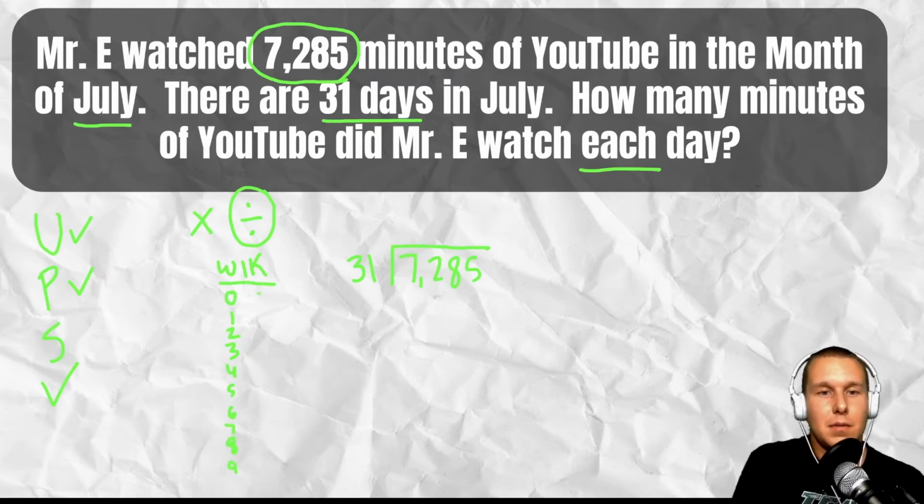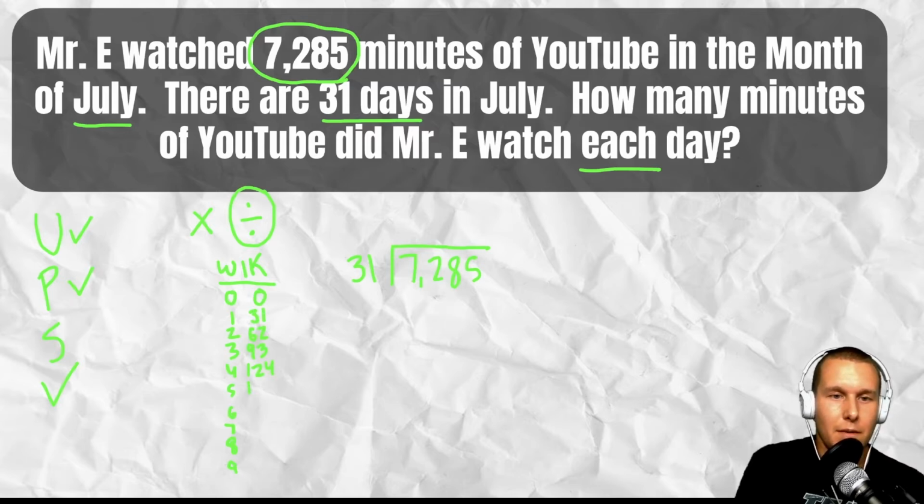All right, so 0 times 31 would give us 0. Anything times 0 would be 0. Then we've got 31. Then we've got 62, 93, 124, 155, 186, 217, 248, and then the last one would be 279.